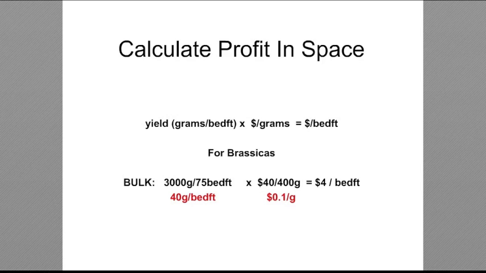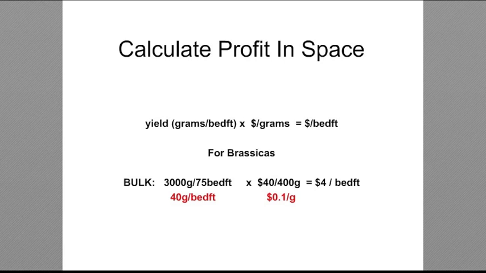And if we're selling that bulk, so we're selling it either to a farmer or to another seed company that might be reselling it in packets, and we can get $40 for 400 grams, that's about 10 cents a gram. So this crop is worth about $4 a bed foot, which is just shy of the $40,000 an acre kind of area, which is probably profitable for most small to medium growers.